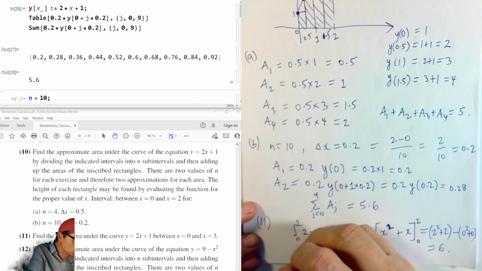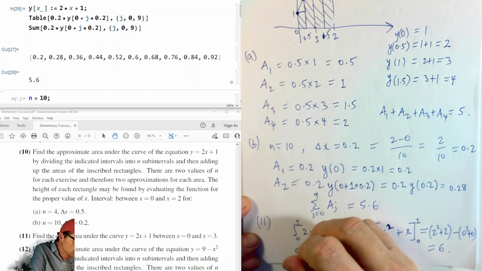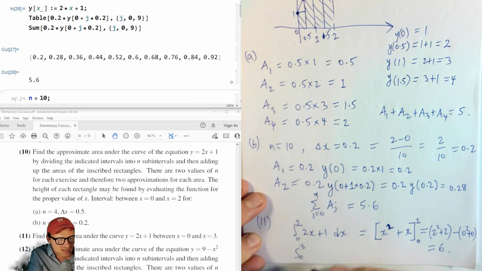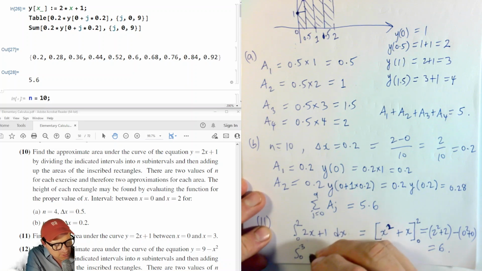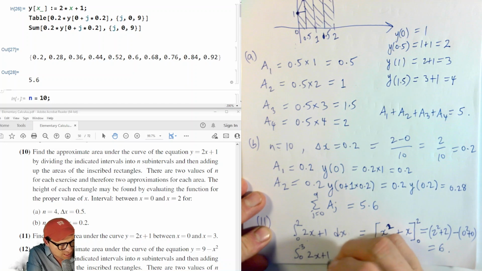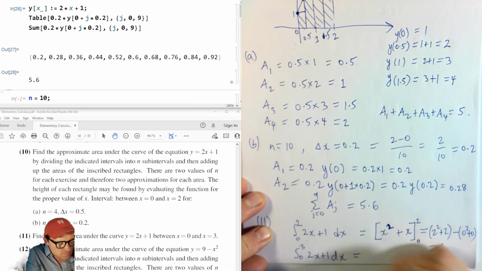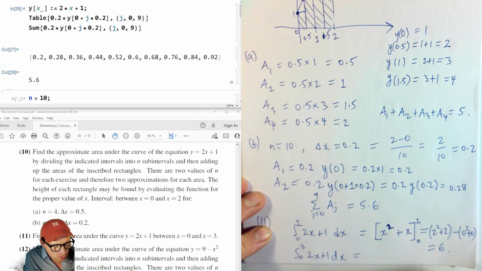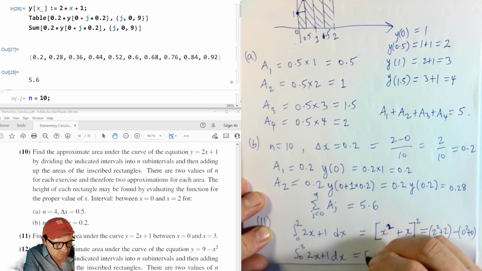Okay, let's do question 11 as it was written. I'm sure this is a typo here. I meant to have a 2 for my bounds of integration, but we'll do this because it's typed there. So now what we would do is sub in the 3 rather than the 2.